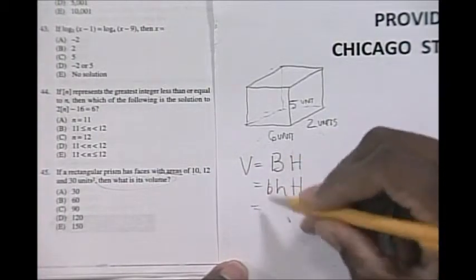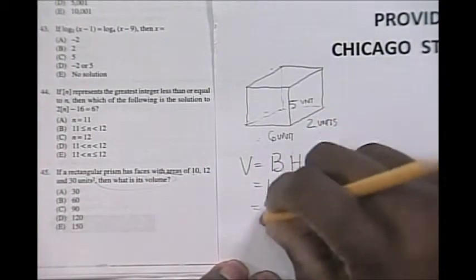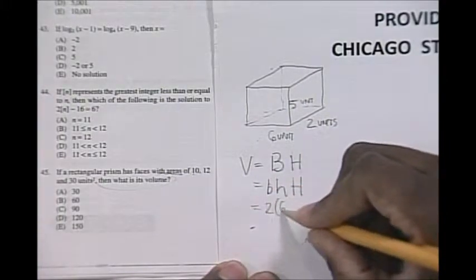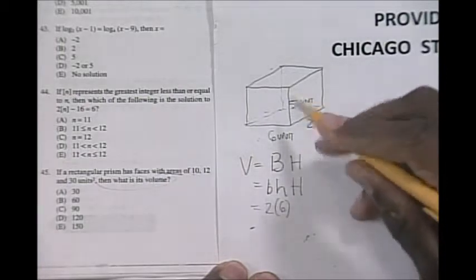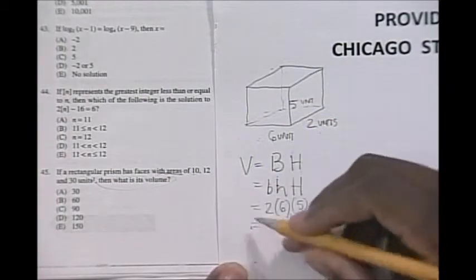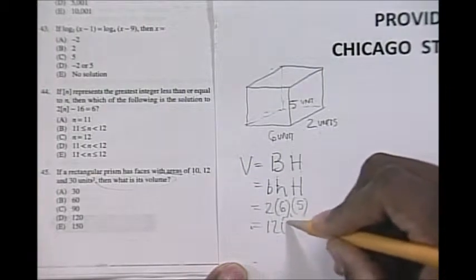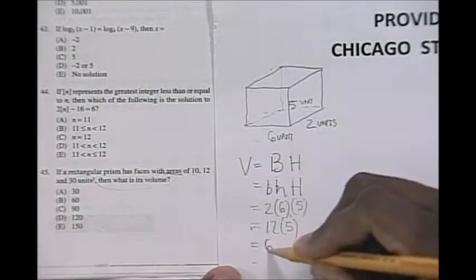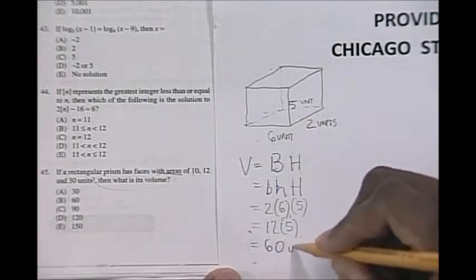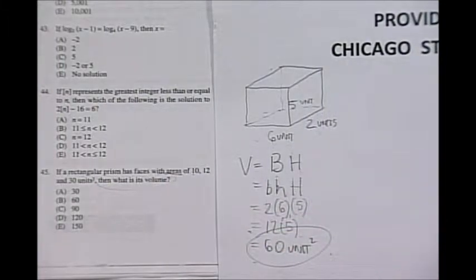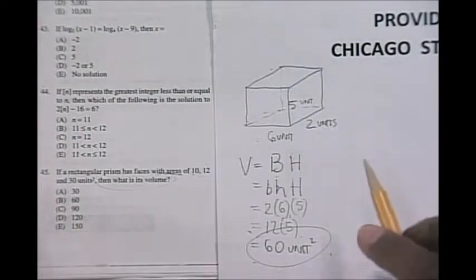So the base is 12, showing all the work. The base is 2 times 6, which is a rectangle, times the overall height of the shape, which would be 5. You'd end up with 12 times 5, which would give you 60 units squared. Final answer, 60 units squared. All right, so that would be how you find the volume of this shape.